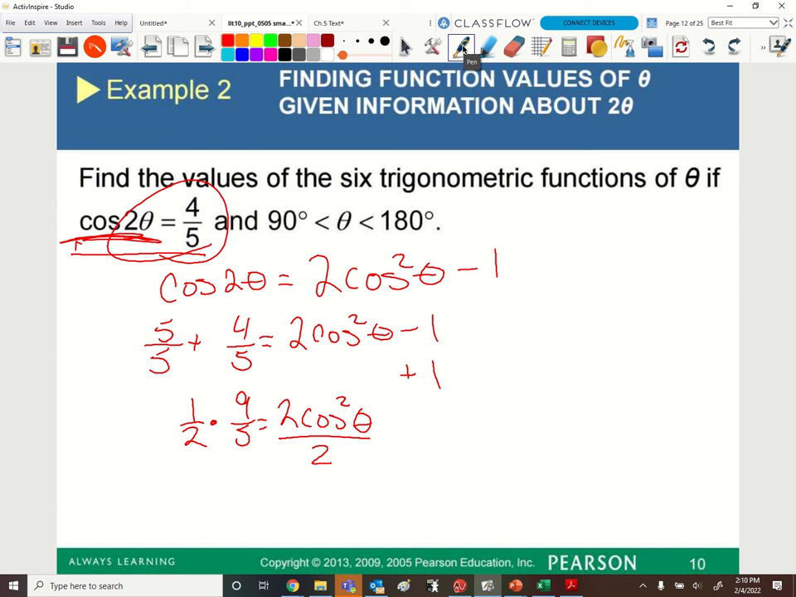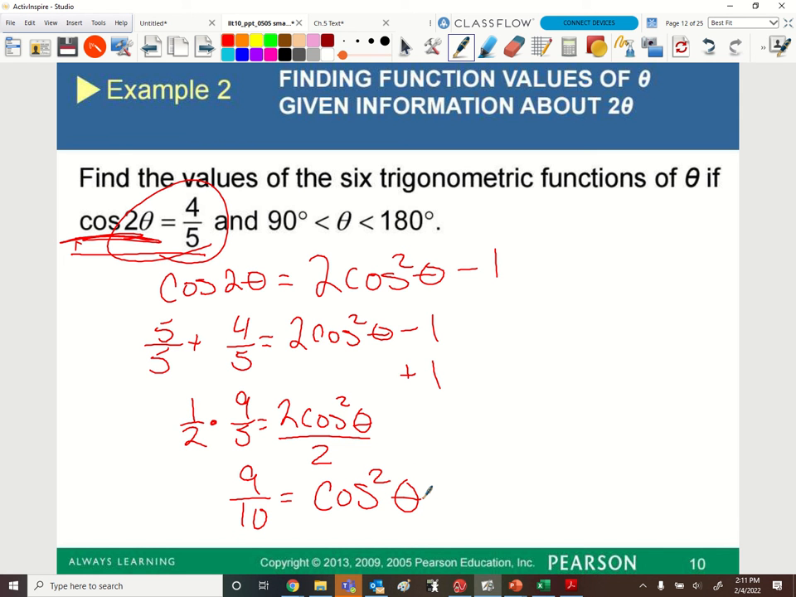Now, the left side of this, no, it's not going to cancel. What do we get? We get 9 over 10. Very good. 9 over 10 is equal to cosine squared theta.